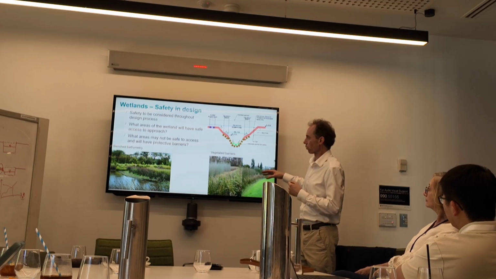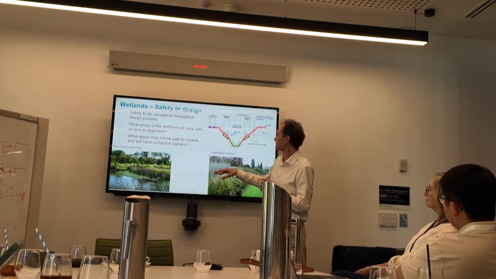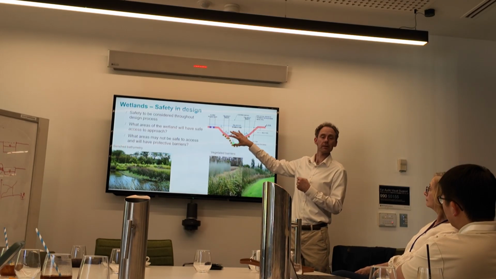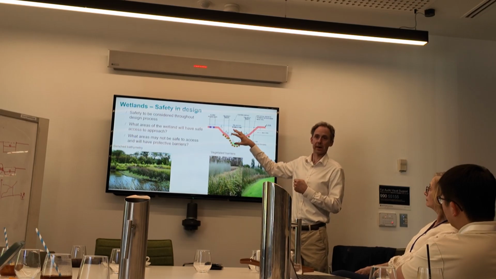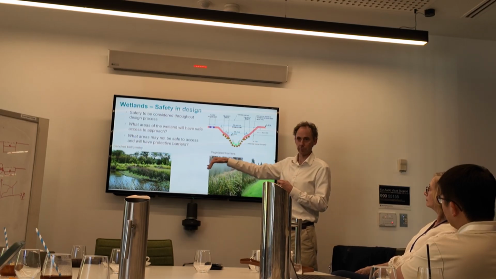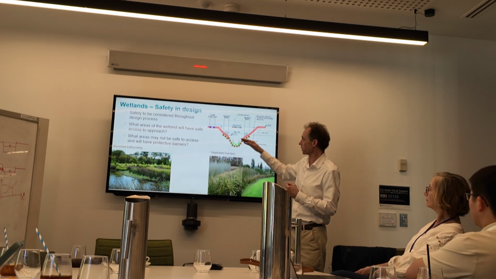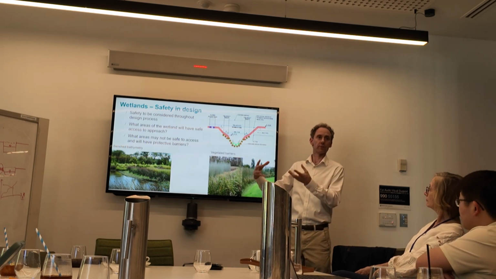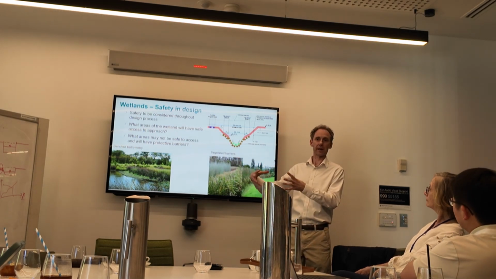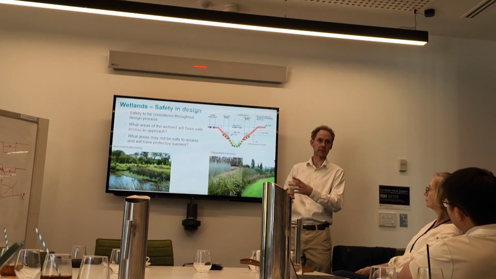One of my colleagues probably put this the best. He said, whatever we're designing here, we want it to be a safe batter. So whether it's a steep batter with barriers that are stopping people getting in, or whether it's a flatter batter, whatever we're doing, we've got to try and make sure that it's a safe batter and that we're providing safe access down to the water.